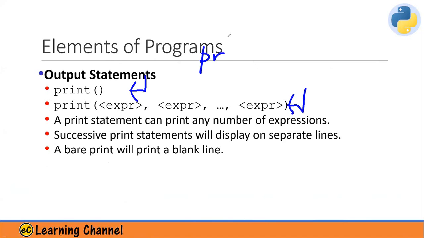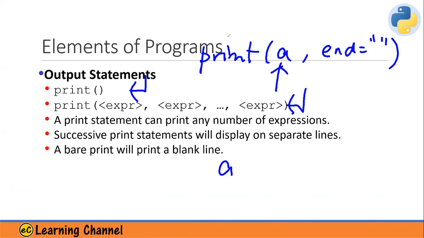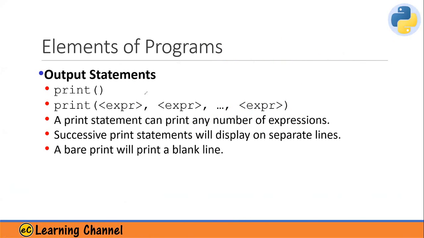If you don't want to change line, say I want to print A and not change line, you say end equals empty string. This one will just print A, and then the next one you say print B, then B will just follow. You won't have a change line mark in between. All the prints without end equals empty string will change line. A bare print will print a brand new blank line.